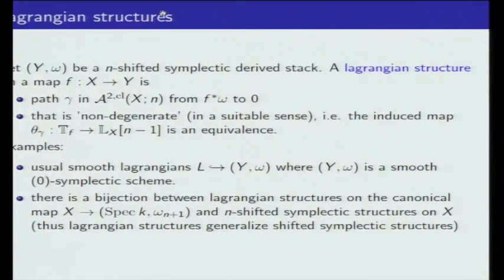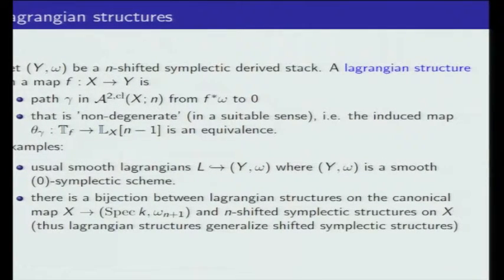If you unravel, play a bit with the transitivity sequence, you get a map from the relative tangent complex T of f to the cotangent complex of the source shifted by n minus 1, and you ask if this is an equivalence. If you are in the usual case, this tells you that the dimension is half the dimension. Of course there is no dimension here, but in the smooth case for schemes, this tells you exactly the same.